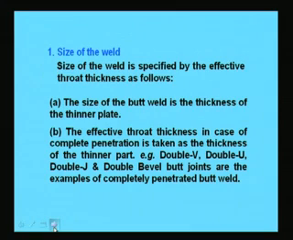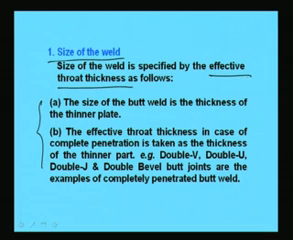So, how to find out the size of the weld? As per the codal provision, the size of the weld is specified by the effective throat thickness. So, how to find it? The size of butt weld is the thickness of the thinner plate. That means, the size of the butt weld can be assumed as the thickness of the thinner plate where we are going to join. This is one.